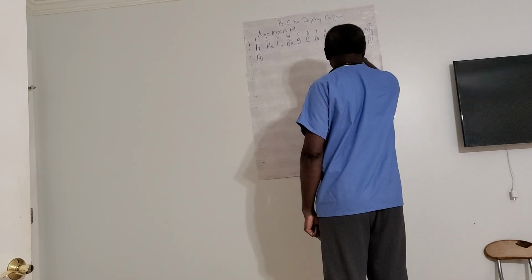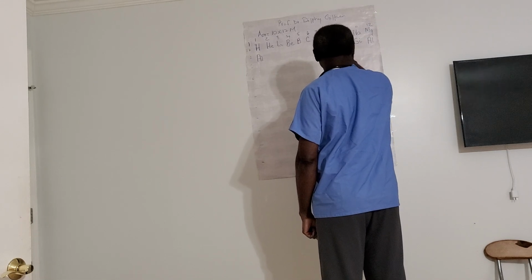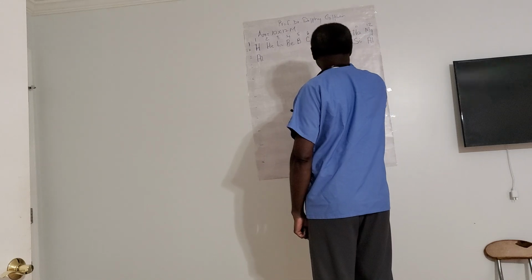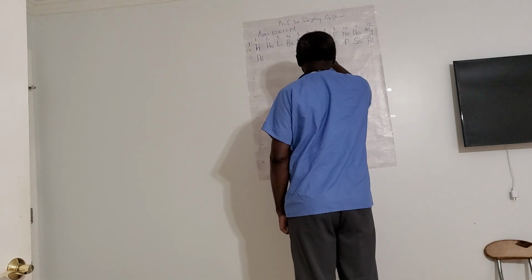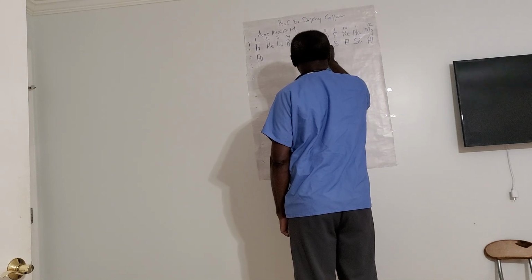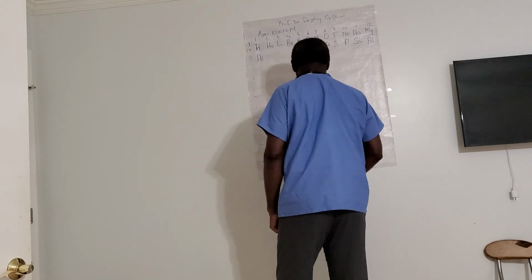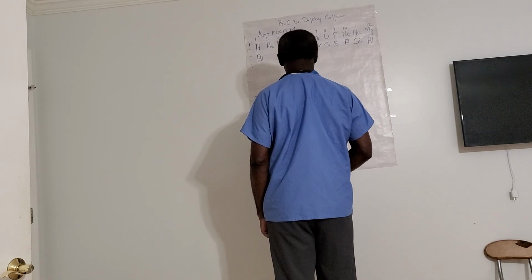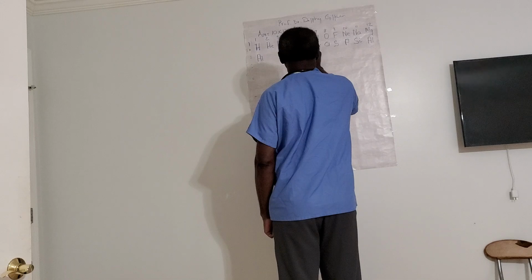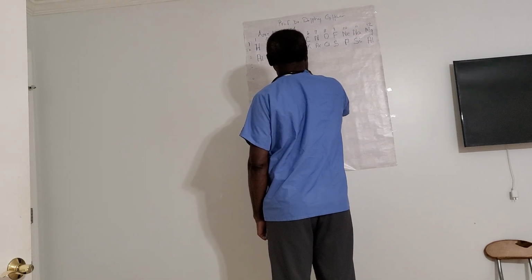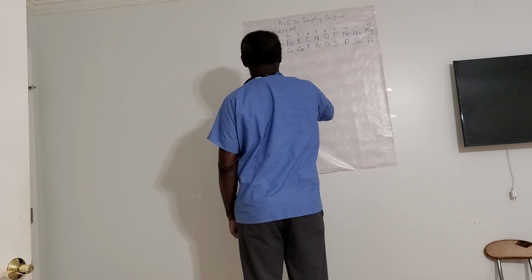14, 15 would be phosphorus, 16 would be sulfur, 17 would be chlorine, 18 would be argon, 19 would be potassium, and 20 would be calcium, 21 scandium, 22 titanium, 23 vanadium, and 24 chromium.